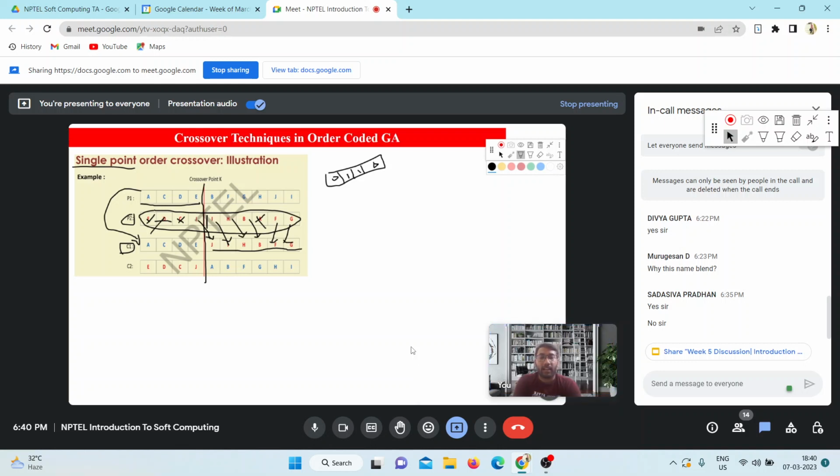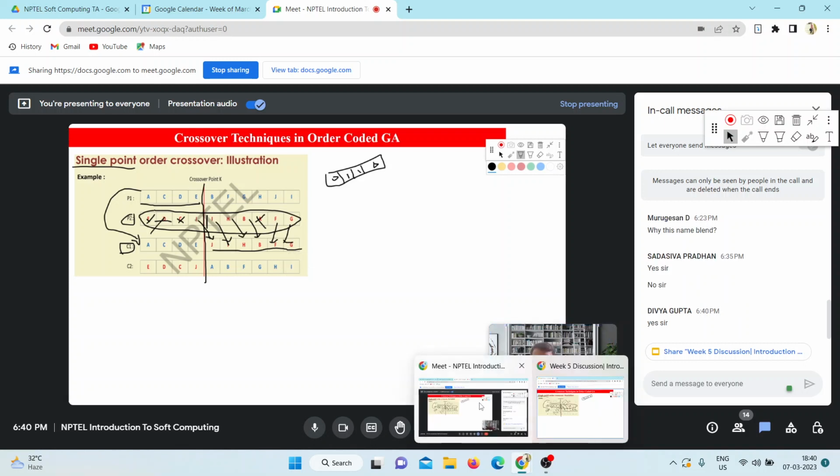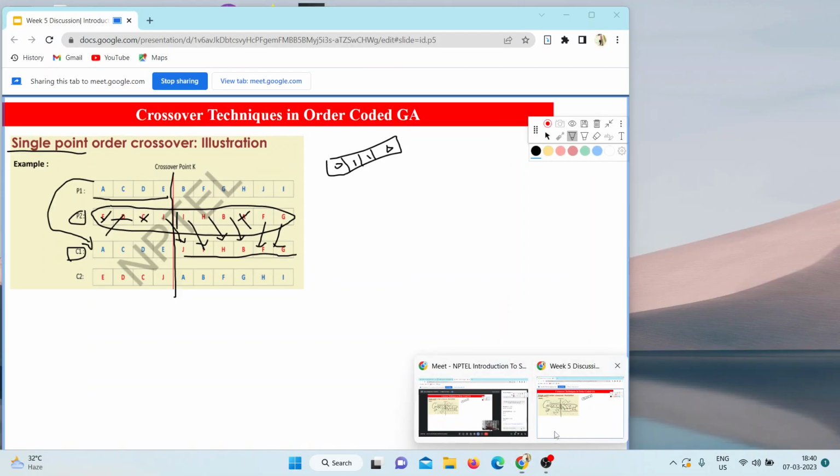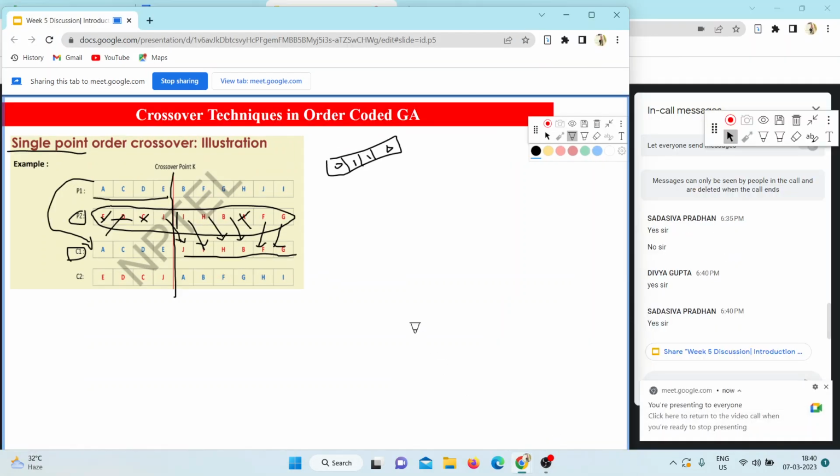Hello, sir. Sir, is there any condition for choosing the position of the k value? If you choose the k value on the left, it totally changes the original position. No, there is no condition like that. You have to choose in between.